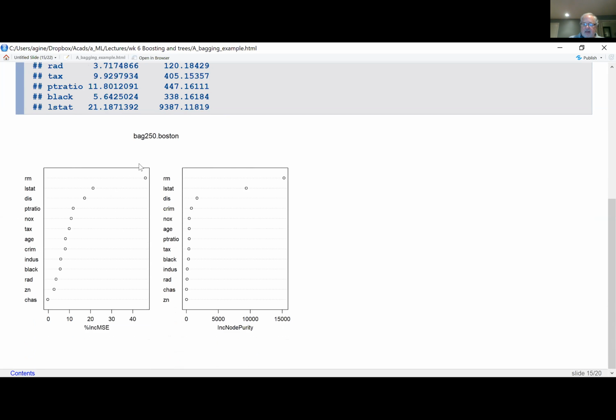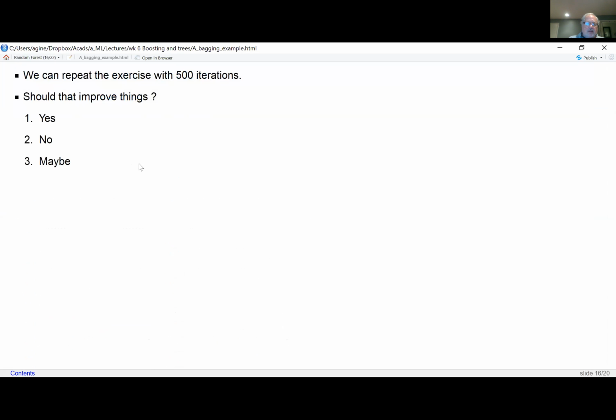Okay. Any other questions? Okay, next slide. We're going to repeat this now with 500 iterations. We're going to sample the data set 500 times. And the question is, do you think this is going to improve things? The three choices are yes, no, and maybe. Yes. Chaos, do you want to guess? Yes. It should be yes. Niels? Maybe.